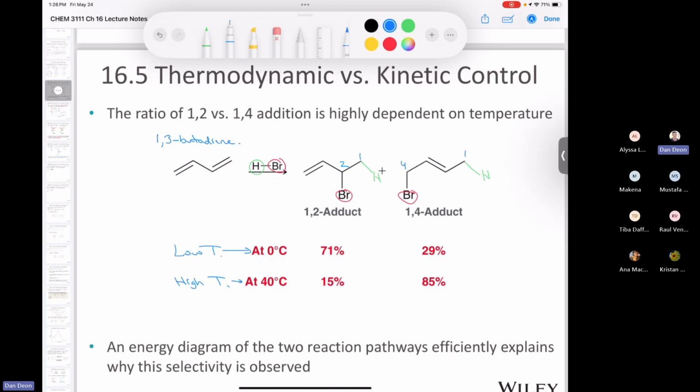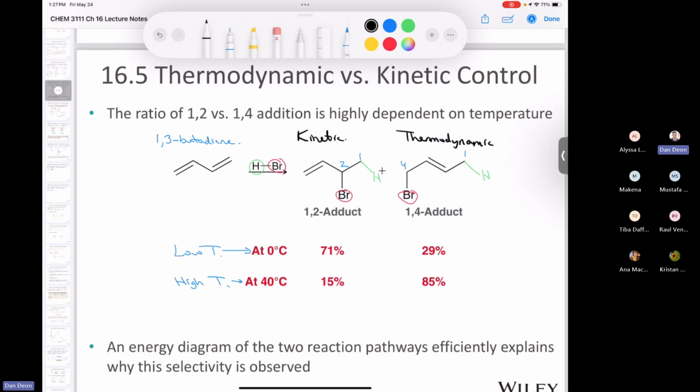Now we have names for these two products besides 1,2 and 1,4, and I'm going to get to these in a second. But the 1,2, we call it the kinetic product, and the 1,4, we call it the thermodynamic product. Now, if you're thinking, man, I used to know all about kinetics and thermodynamics, but now I don't think about it as much, well, let me remind you, kinetics has to do with rate. How much time does it take for the reaction to occur? Whereas thermodynamics has to do with stability. Which one of these is the most stable?